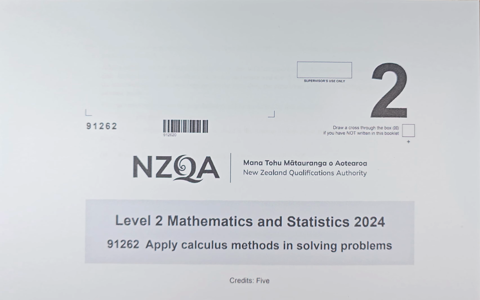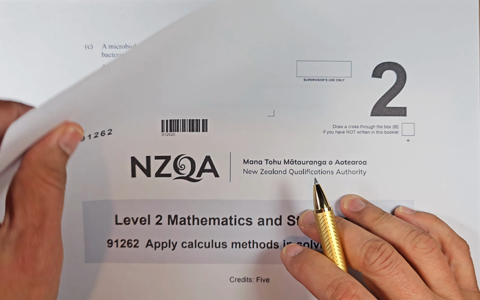Good day! In this video, we are going to do question 2C, part 1 and part 2 of the 2024 NCEA Level 2 calculus paper titled Apply Calculus Method in Solving Problem. Part 1 is achieved. If you get part 1 and part 2 right, then you get excellent. So without further ado, let's do part 1.